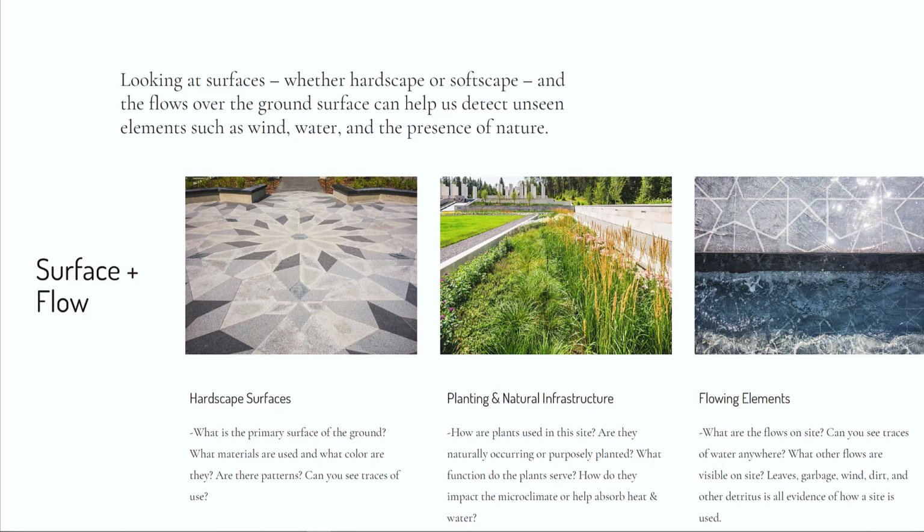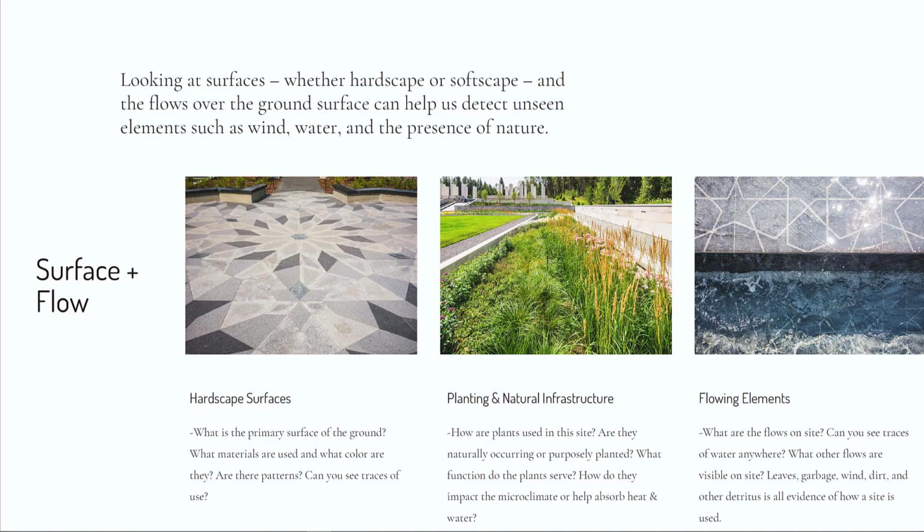We also have planting and natural infrastructure. So ask yourself how plants are used on this site. Are they naturally occurring, or are they purposely planted? What functions do the plants serve? If there's trees, were they planted to be shade, or are they naturally occurring? Do they impact the microclimate? For example, is it cooler to stand under a tree than it is to stand on the sidewalk in the sun? And do the plants help absorb heat and water?